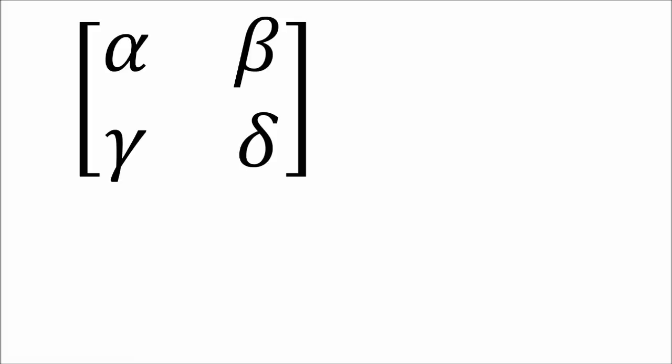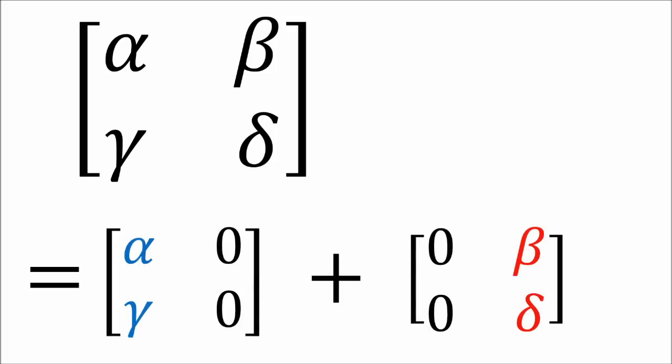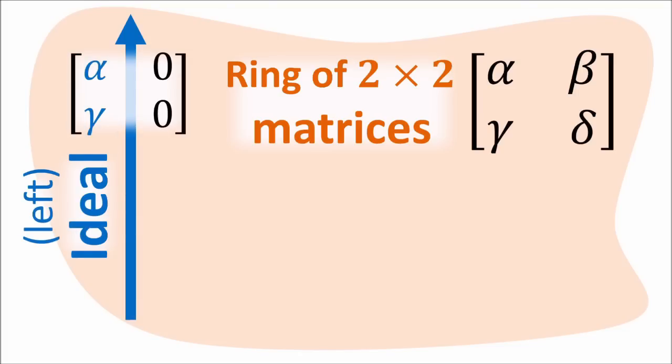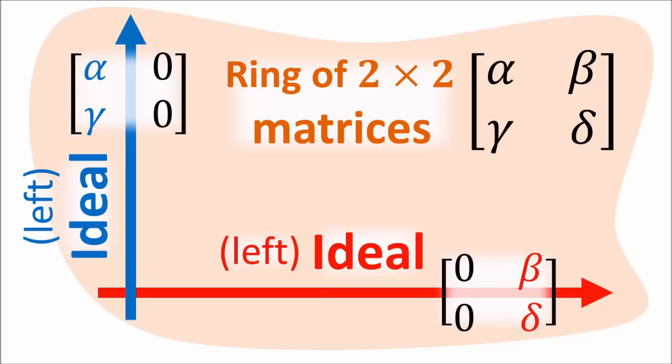For example, in the ring of 2x2 matrices, we can break up a generic 2x2 matrix into two pieces. One piece where only the first column is non-zero, and one piece where only the second column is non-zero. Each of these pieces represents a left ideal subset, as we showed earlier. These ideal subsets are sort of like the axes of our ring. We can add pieces from our ideal subsets together to get any arbitrary 2x2 matrix.